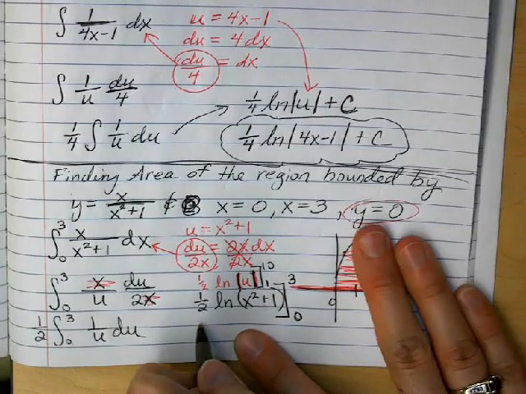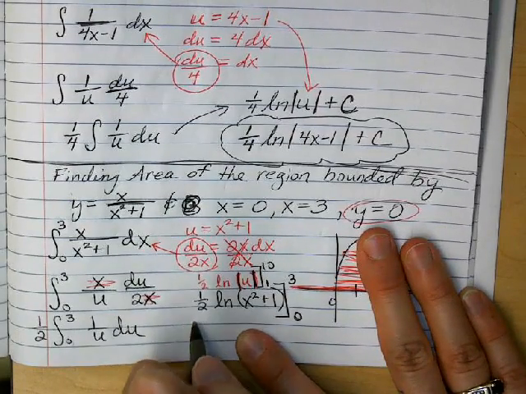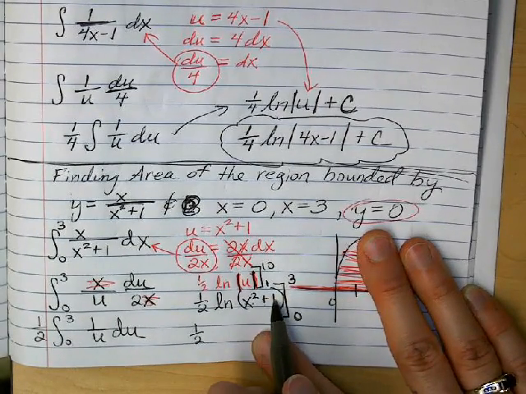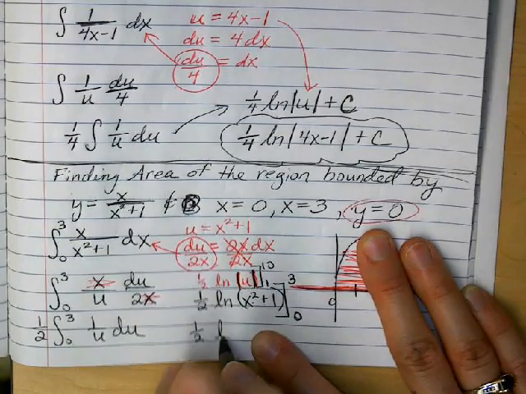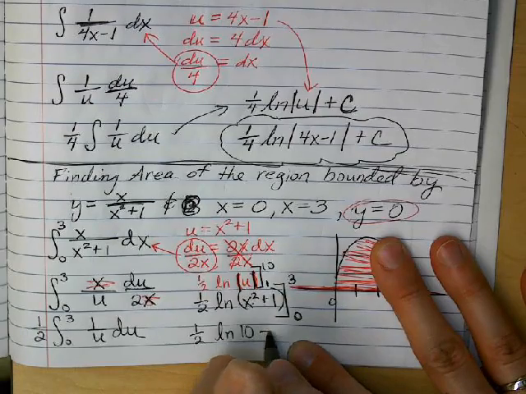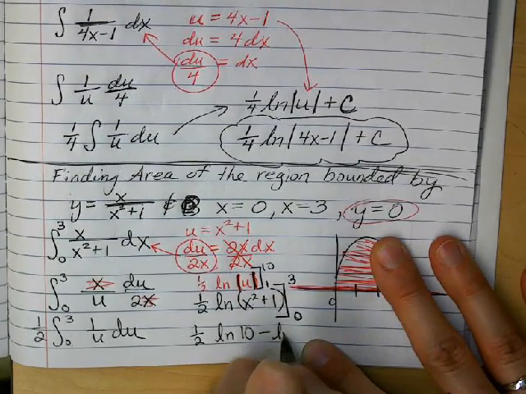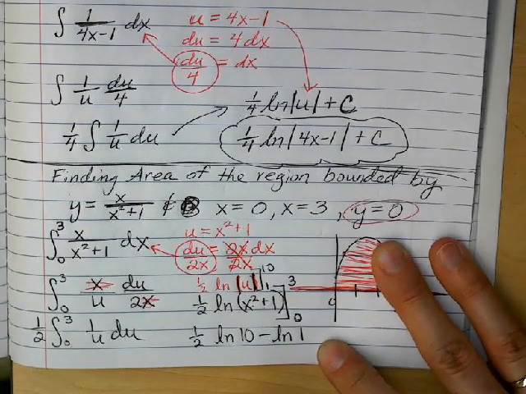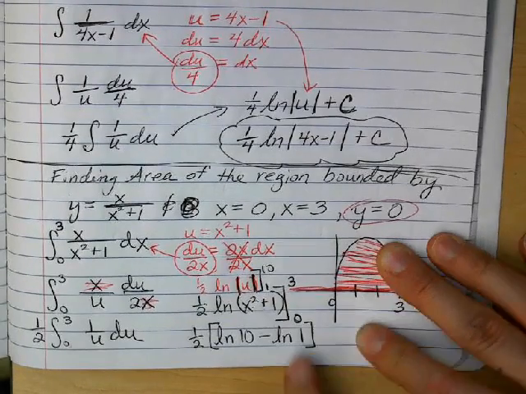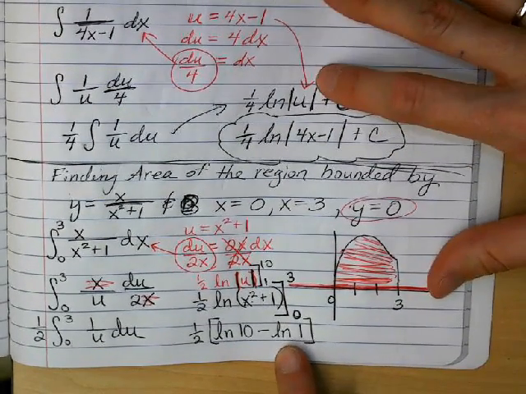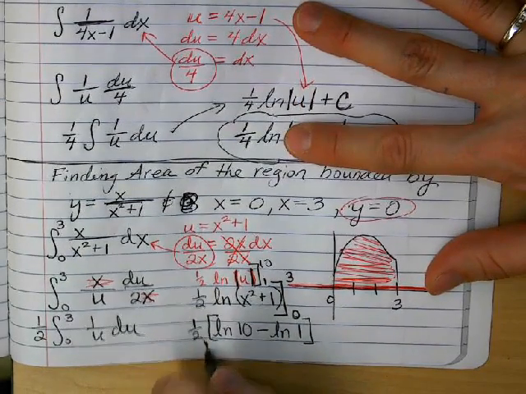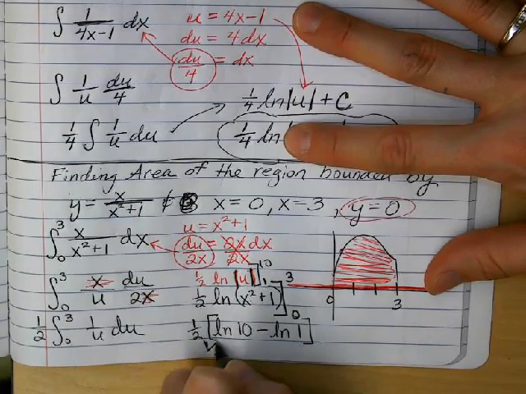So let's see, what do we get? 1/2. If you put a 3 in there, 3 squared is 9 plus 1 is 10, so you get the same answer. Natural log of 10 minus what? Natural log of 1. What's natural log of 1? Natural log of 1 is actually 0. So your final answer is what? 1/2 natural log of 10.